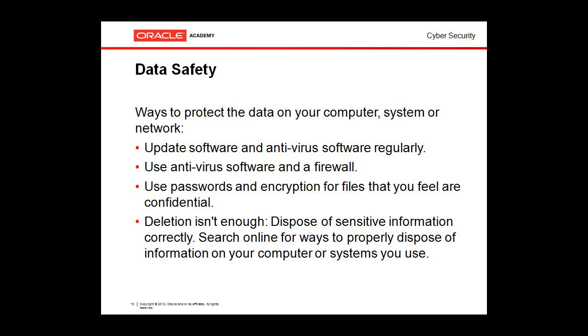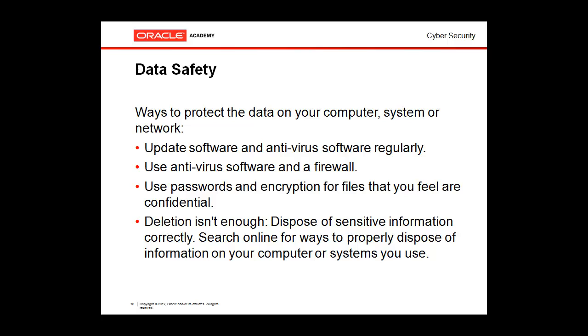A firewall is a software program or piece of hardware that helps screen out hackers, viruses, and worms that try to reach your computer over the internet. Some operating systems have firewalls built in and turned on by default. To protect the data on your computer or network, install a firewall, use passwords and encryption for files that are confidential, and dispose of private information completely.